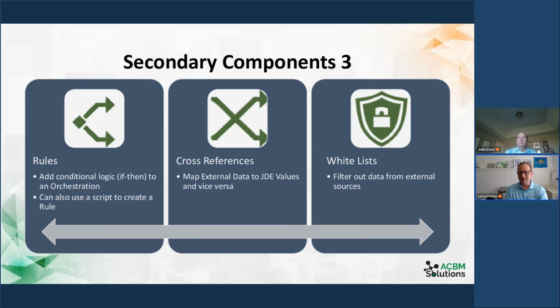So these, along with the form request, were the original basic components of Orchestrator. When Orchestrator first came out, we really just had form requests, which again were called service requests, and these three things: rules, cross references, and whitelists. Rules is one of those things that the people that know about it use it all the time. I see it in a lot of other presentations. A lot of people are using rules, and they're extremely powerful.